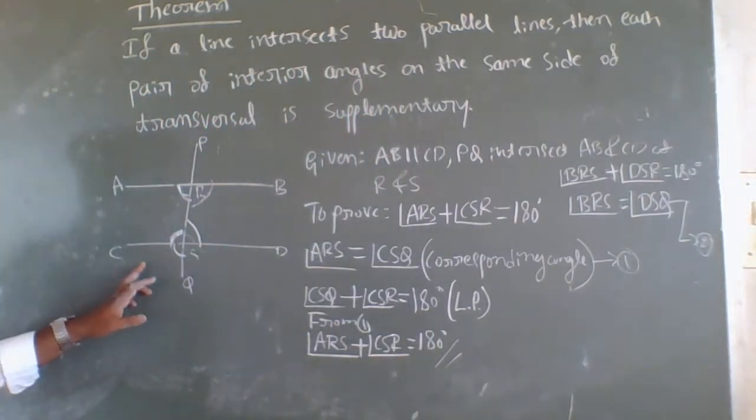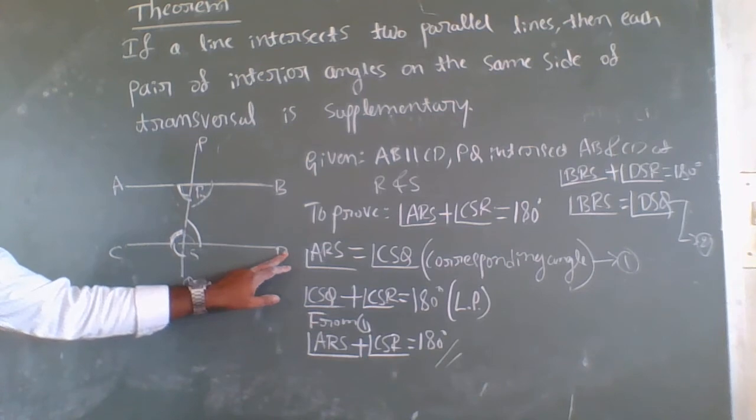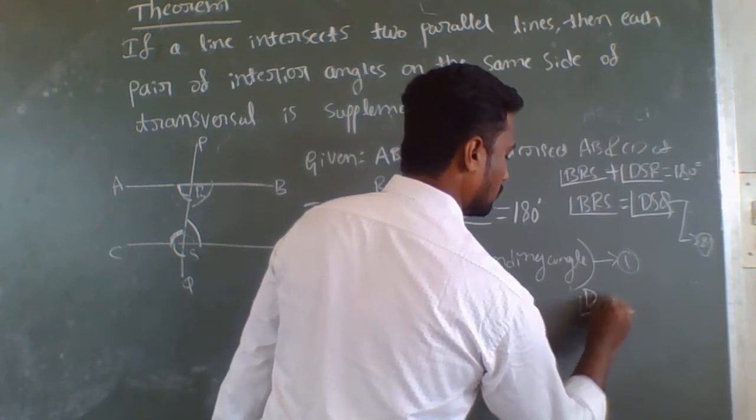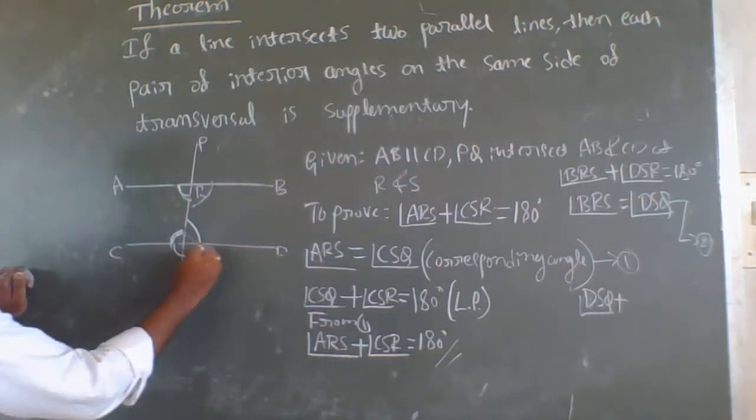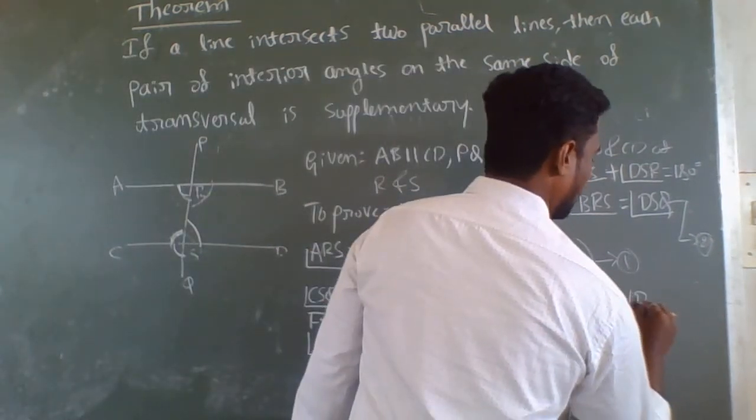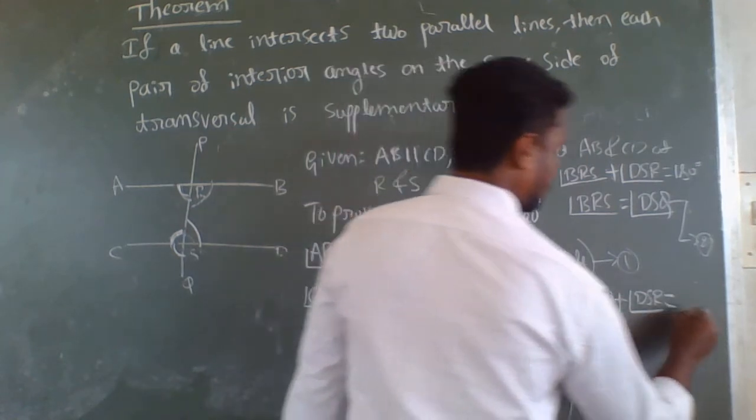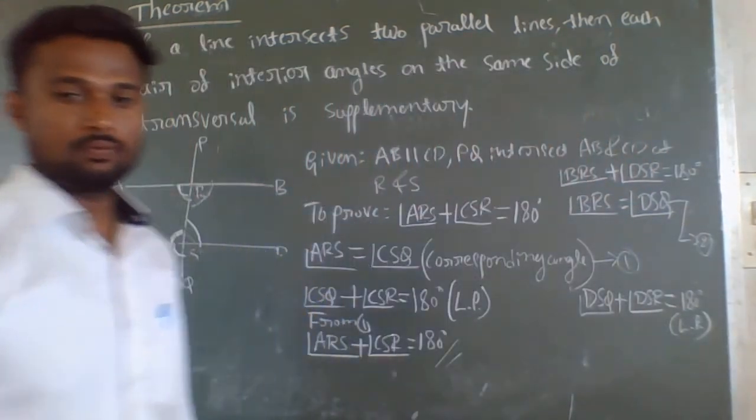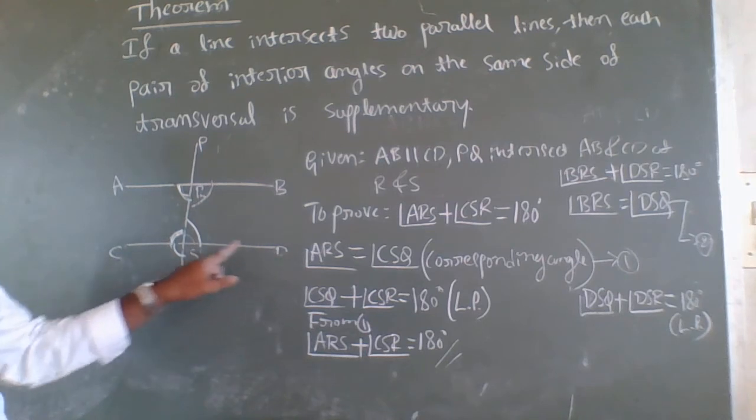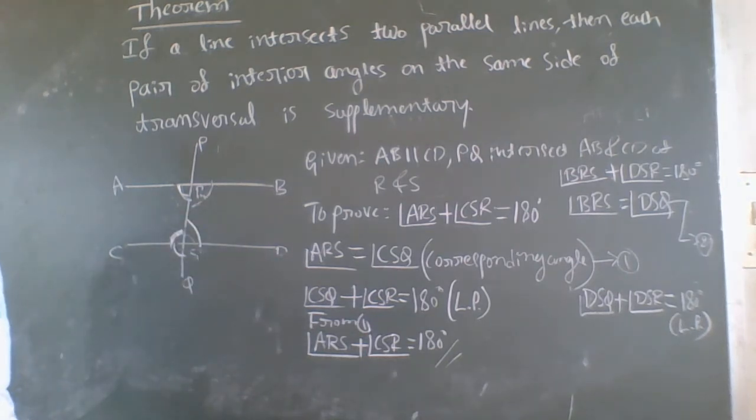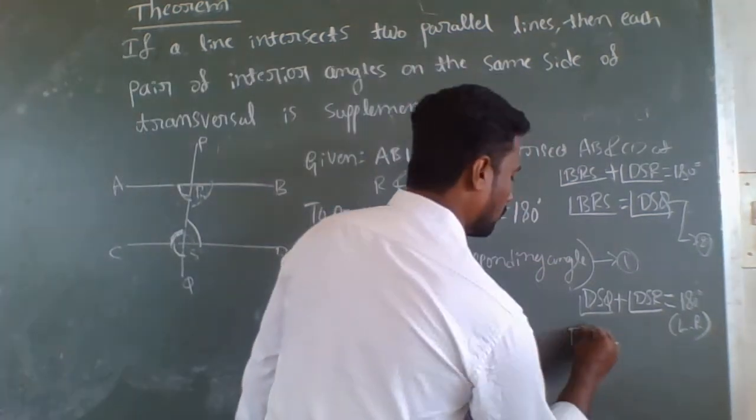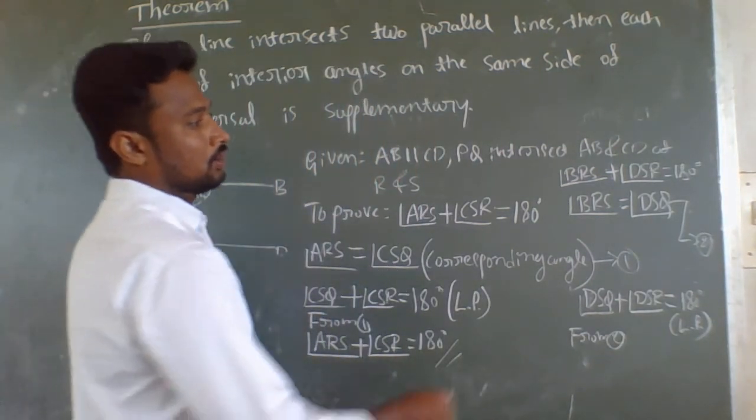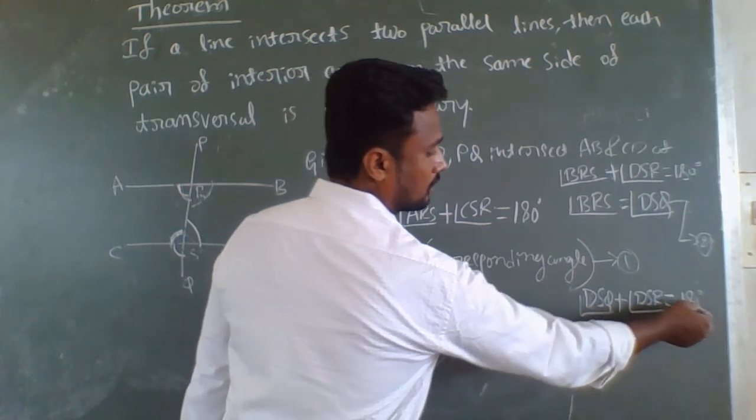So in the next step, what can we write here? Angle DSQ plus angle DSR is equal to how much? 180 degrees. How? These are linear pairs. Here, angle DSQ plus angle DSR is equal to 180 degrees because of the linear pair. So now, from 2, what can we write? Here, DSQ plus DSR is equal to 180 degrees.